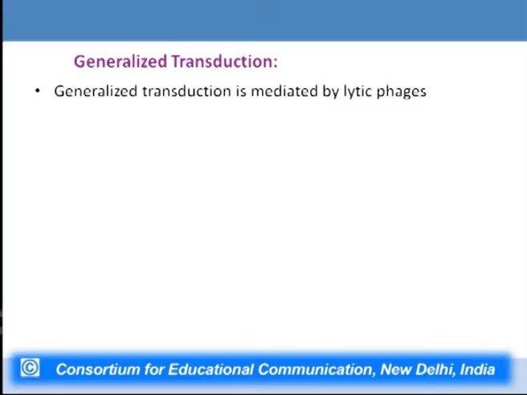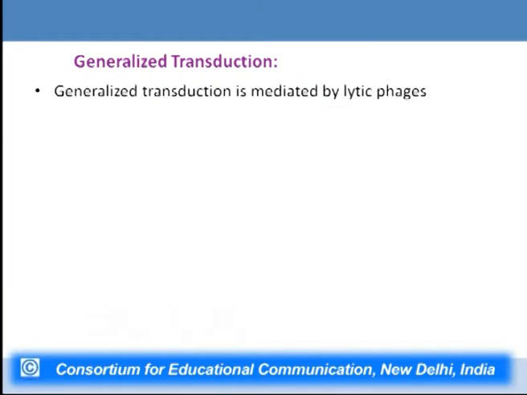So generalized transduction, as the name suggests, is basically generalized recombination. That is, any part of the donor DNA can be transferred by a bacteriophage into the recipient DNA. So this is generalized transduction. How it occurs, I will be talking about right now. Generalized transduction is mediated by lytic phages.